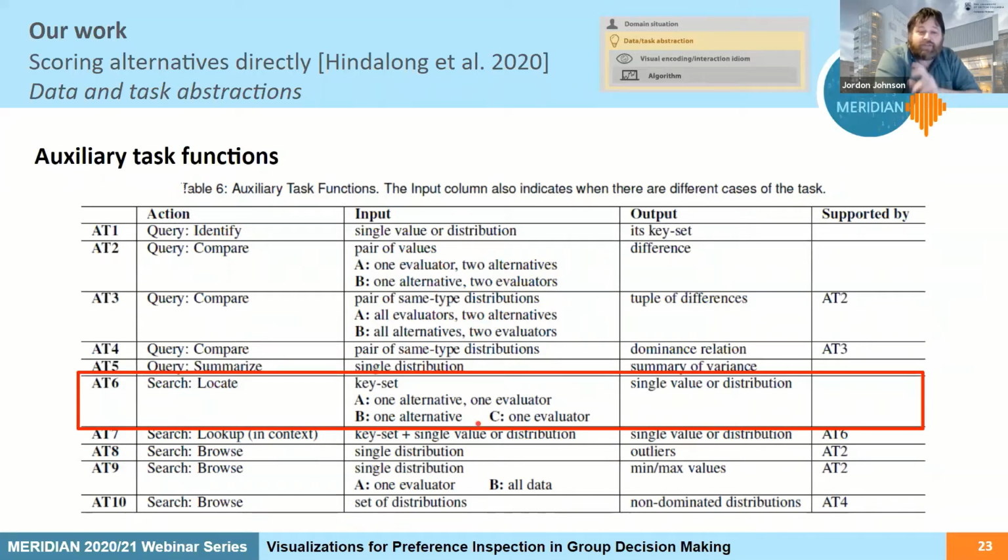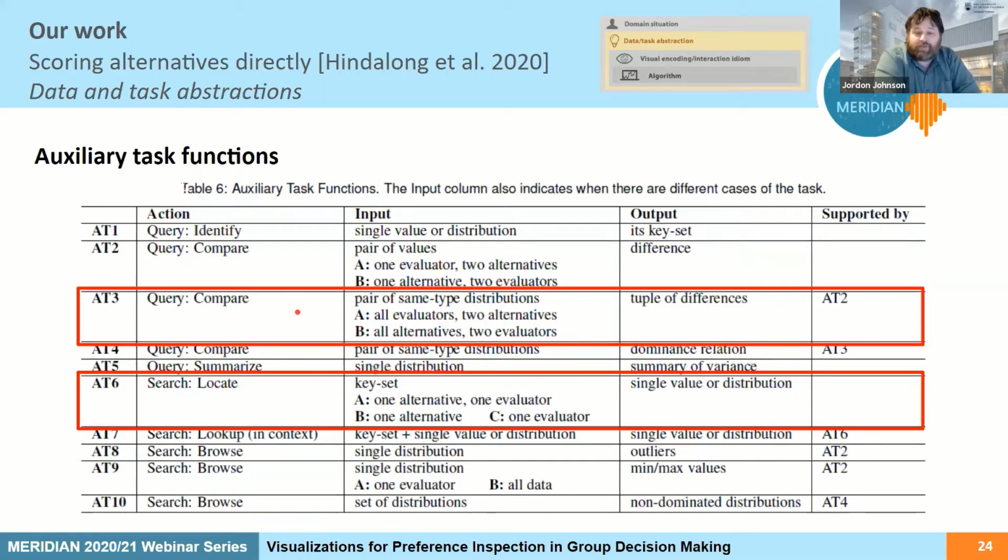And once we've located both of those sets of preferences, then we want to be able to compare them. So it's the compare task, and in this case, over all alternatives for those two evaluators, Alice and Bob. So all 12 of the visualization or the analysis tasks that we talked about can be broken down into sequences of these auxiliary task functions.